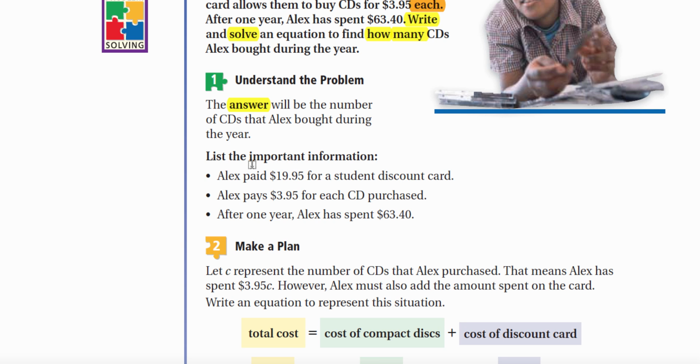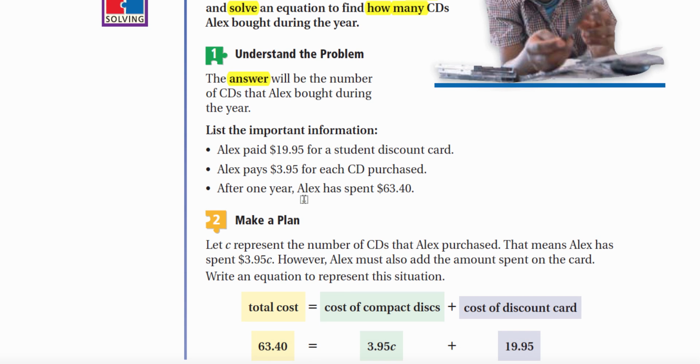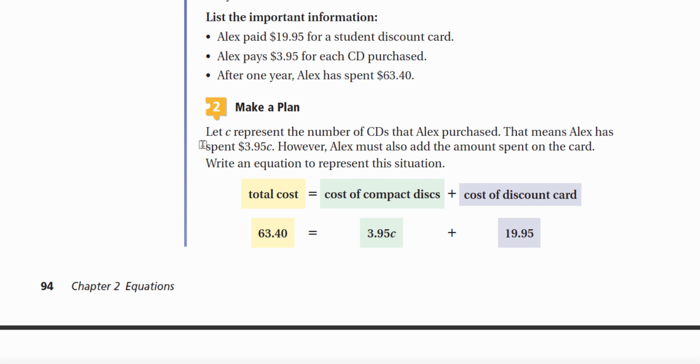Alex paid a one-time fee of $19.95 for the student discount card. Alex also pays $3.95 for each CD, so this is a rate. And after 1 year, Alex has spent $63.40, so this is a total. Now I can kind of make a plan based upon the information that I know. I'm going to let C represent the number of CDs that Alex purchased. That's what I want to know. That means Alex has spent $3.95 times C. However, Alex must also add the amount spent on the card.